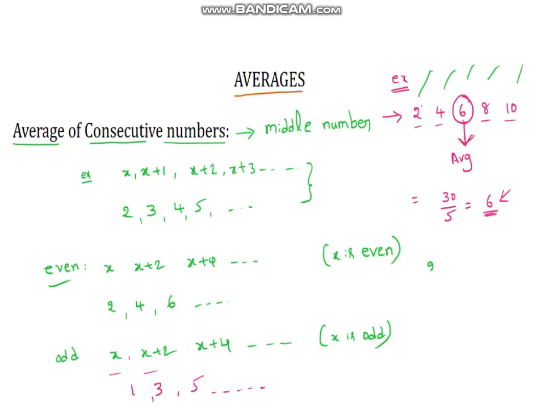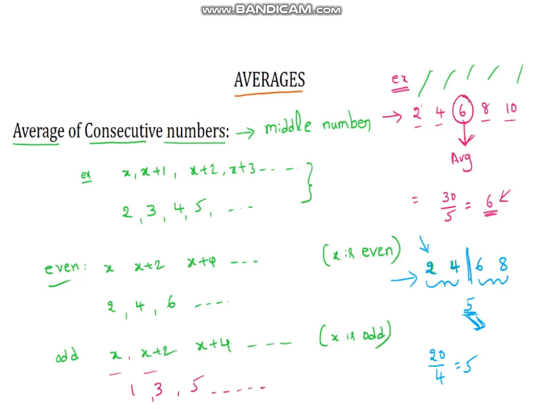Now let us take an even count of numbers: 2, 4, 6, 8. These 4 are consecutive even numbers. What is the average? See here, there are only 4 numbers. There is no single middle number here. At that time, we have 2 middle numbers, 4 and 6, and the average is 5. So, 5 is the average of these 4 numbers. Let us check. 2, 4, 6 plus 6, 12 plus 8, 20. 20 divided by 4 equals 5. So, 5 is the answer.